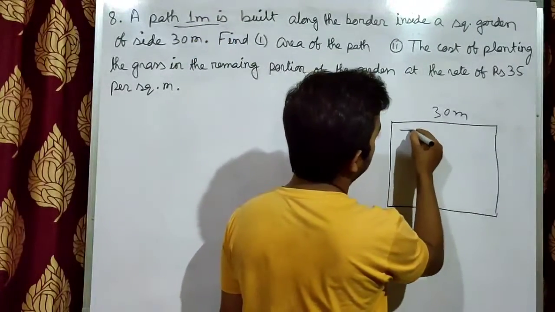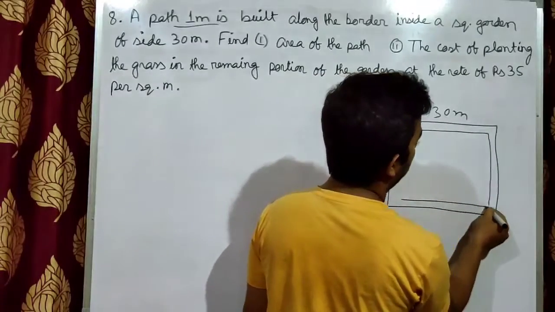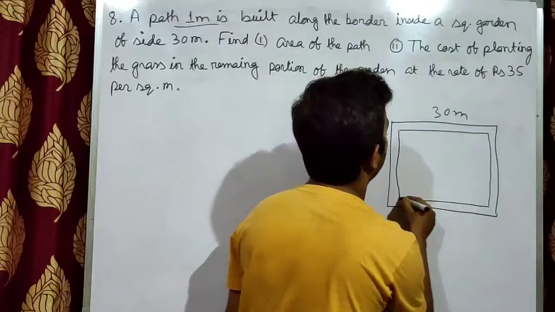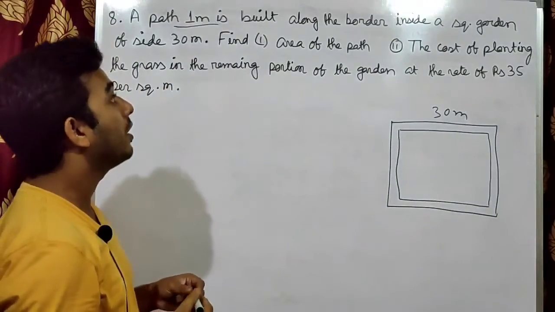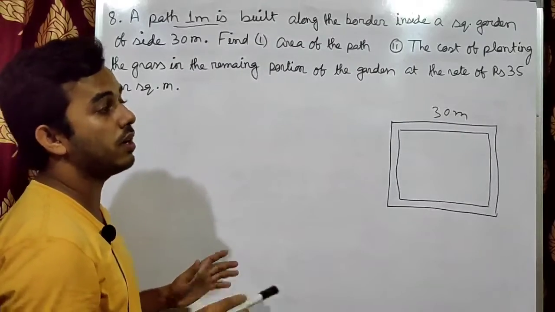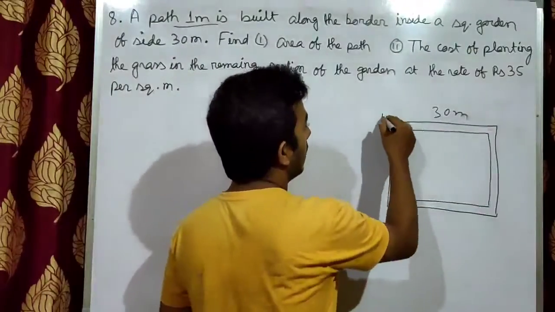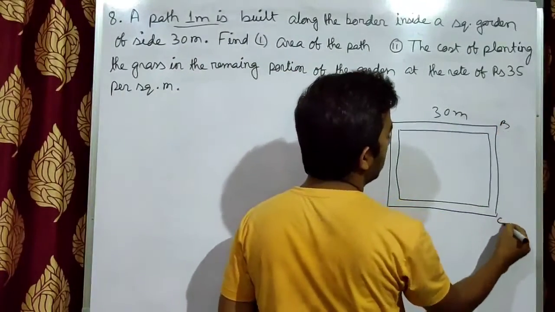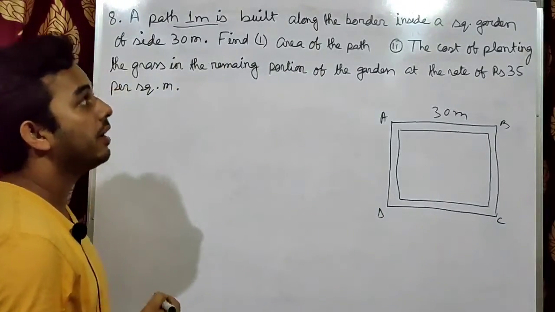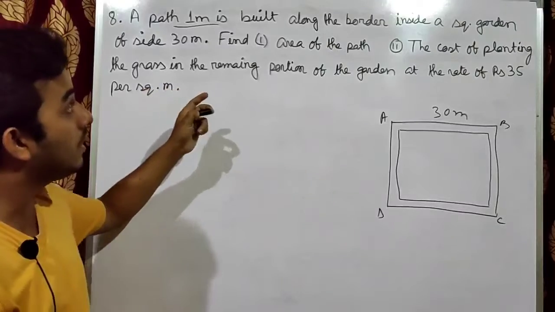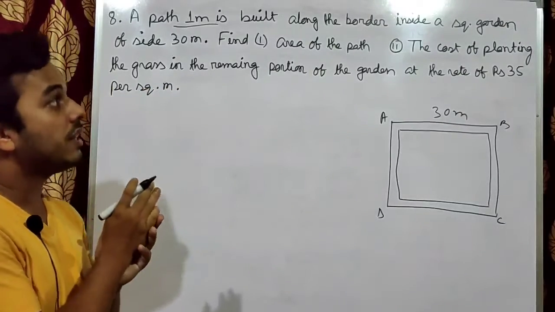So consider this is our path, and look at the question carefully. The path is inside the square garden. A path 1 meter wide is built along the border inside a square garden. So this is our garden, consider as A, B, C and D. Our garden is square ABCD, and a 1 meter path is built alongside the border, inside the garden.